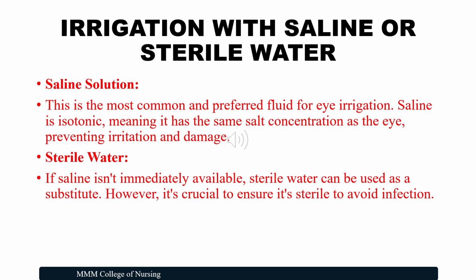Next is irrigation with saline or sterile water. Most probably we use normal saline, that is the saline solution, which is the preferred fluid for eye irrigation. Normal saline is isotonic and has the same salt concentration as the eye, to prevent irritation and damage to the eyes. Next is sterile water. If normal saline isn't available, we can go for sterile water as a substitute. However, it is crucial to ensure that it is sterile to avoid any infection to the eyes.